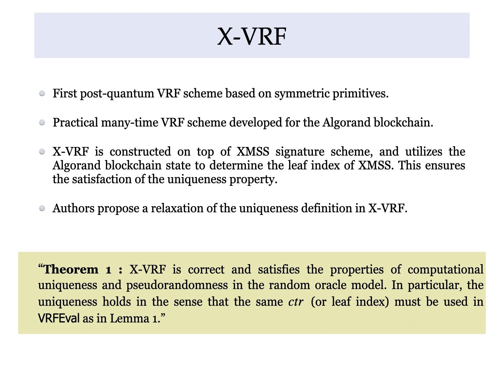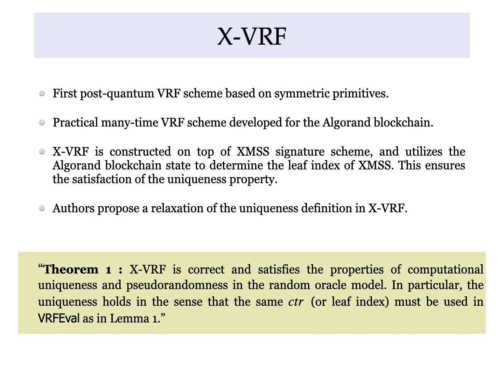And then we have the X-VRF construction. X-VRF is the first post-quantum VRF scheme based on symmetric primitives. It's practical, and the authors claim that it can be used in the Algorand blockchain readily. And X-VRF is constructed on top of the XMSS signature scheme and uses a state from Algorand to fix a problem, which I will explain. And the authors propose a relaxation on the uniqueness.